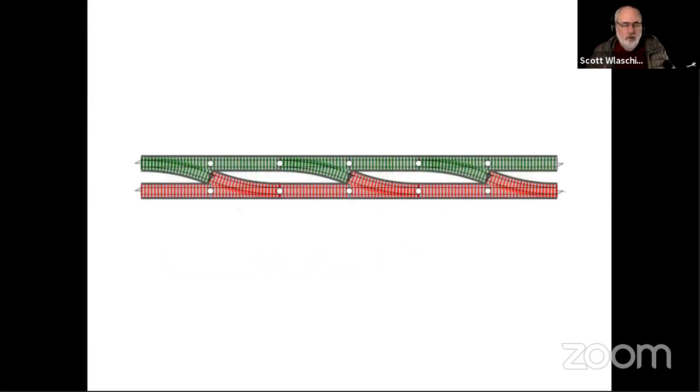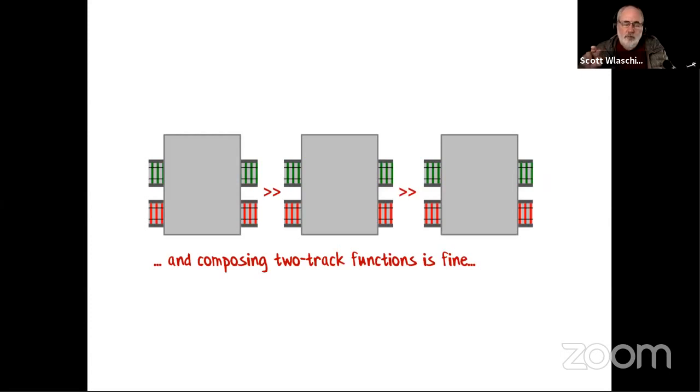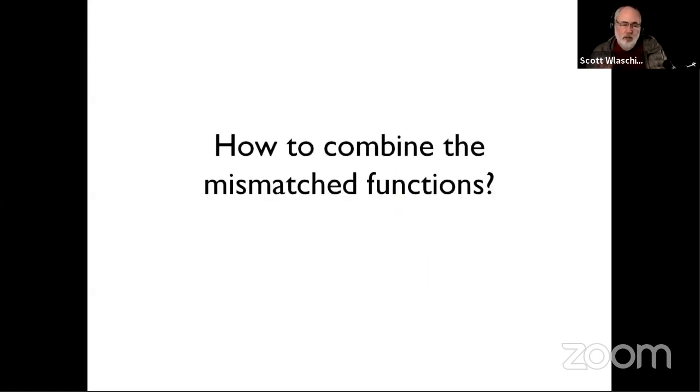Now, here's the problem. Okay, so this is what we want to get to. When you compose simple functions with one input and one output, it's easy to connect them together. You just connect the output to the input. If they have two inputs and two outputs, they're also easy to connect together. You just connect the green bit to the green one and the red one to the red one. But that's not what we have. We have this, where there's one input and two outputs, and they don't connect together. So that's a problem. How can we combine these things that don't match up?